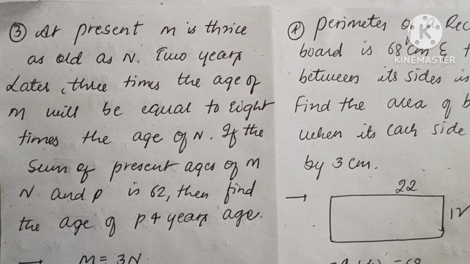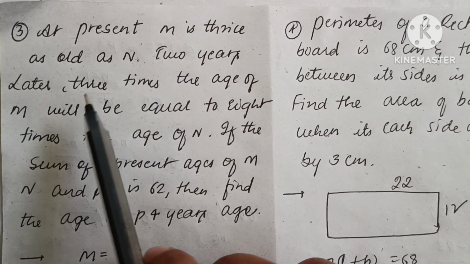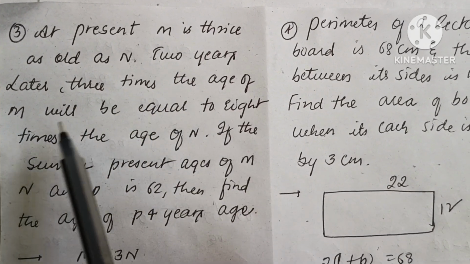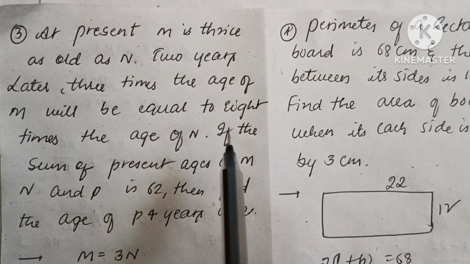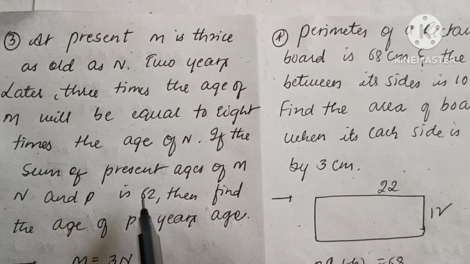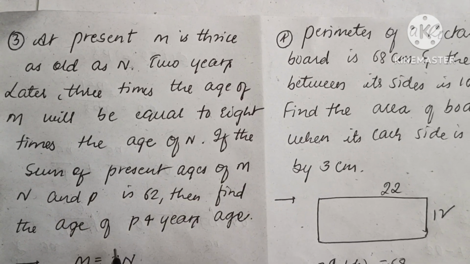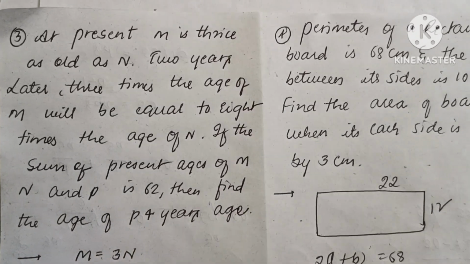At present, m is thrice as old as n. 2 years later, 3 times the age of m will be equal to 8 times the age of n. If the sum of the present ages of m, n and p is 62, then find the age of p 4 years ago.